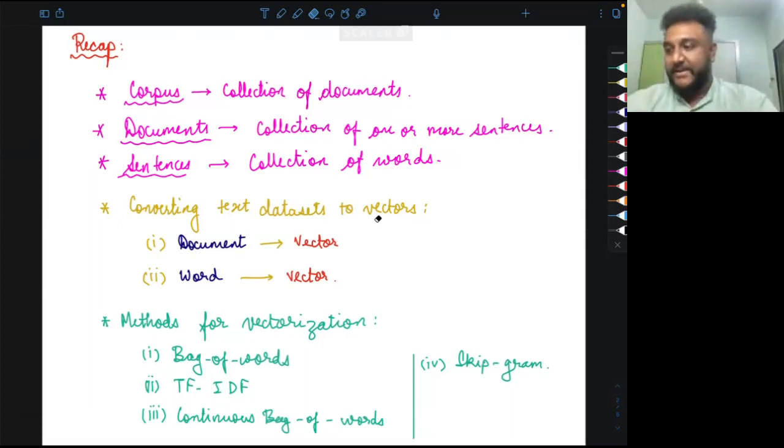So let's begin with a recap. Again, I'm going to start with a recap of these terminologies. I know it's a bit repetitive, but please bear with me. A corpus is a collection of documents. Documents are collections of one or more sentences. Sentences are collections of words, right? And broadly speaking, in the last few classes, we have been focusing on one basic problem, which is how do I convert a text data set into vector form? Why should I even need vector forms? Can somebody quickly remind me? Why do we need to convert text data to vectors? Any idea? Anyone? Please remind me.